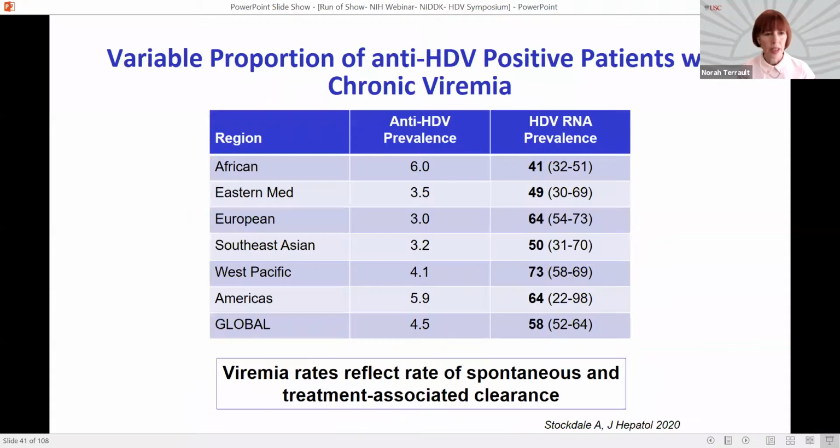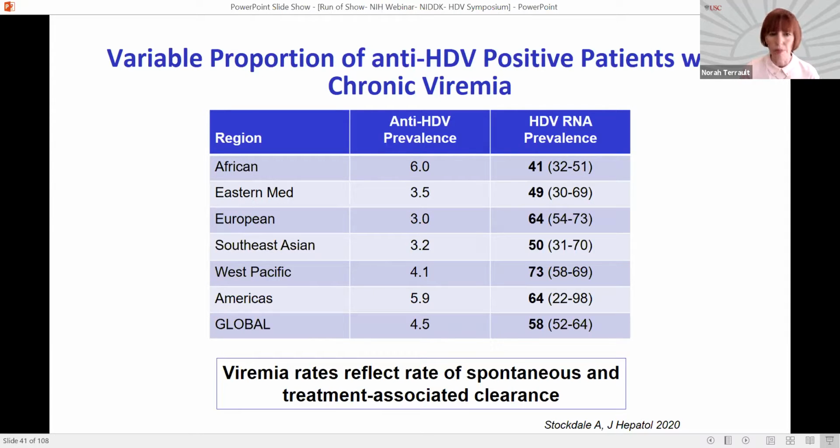Now, I emphasized early on that when talking about prevalence of Delta, we have prevalence of exposure or presence of antibody, and then there's the prevalence of chronic infection. So in the systematic review that was done, they also evaluated prevalence of antibody and prevalence of HDV RNA in various regions of the world based on the studies available. And you can see in the column on the far right that the prevalence of HDV viremia does vary. It's not 100%, so not every patient with antibody is going to be viremic.